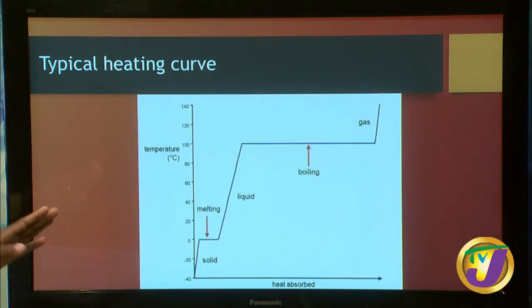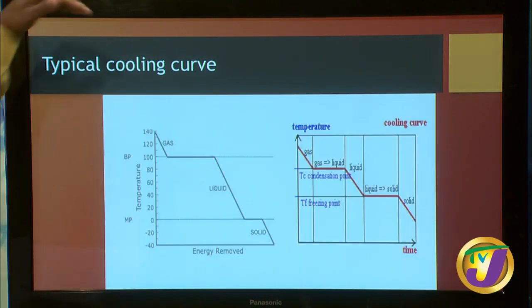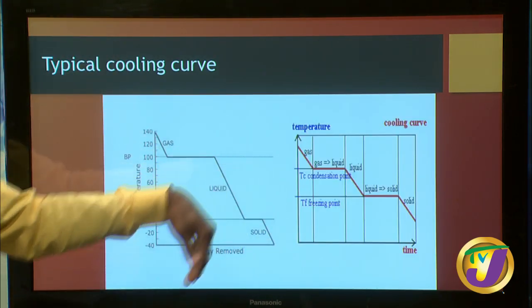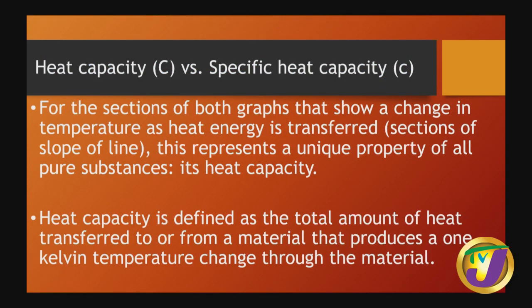So heating curve, go up, flat line, go up, flat line, go up. Cooling curve, go down, flat line, go down, flat line, go down. And this is typical for any pure substance. Alright? Now, let us look now at heat capacity versus specific heat capacity.